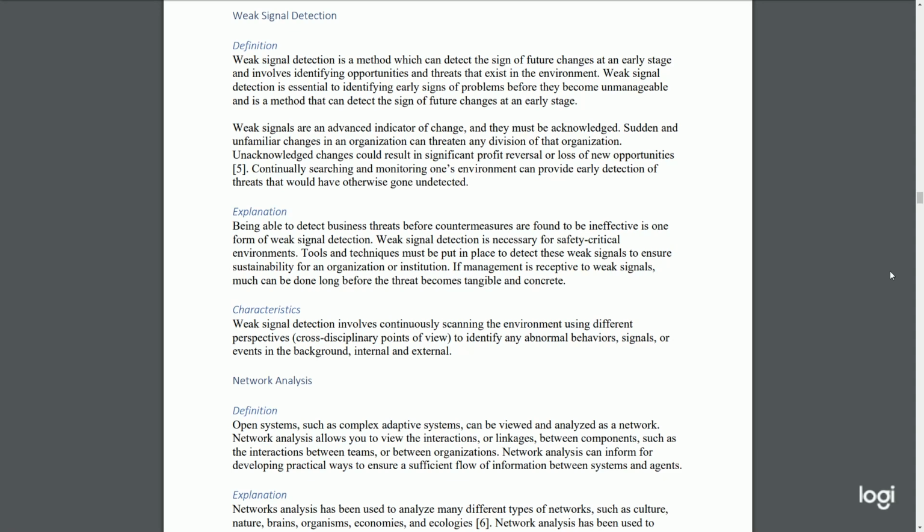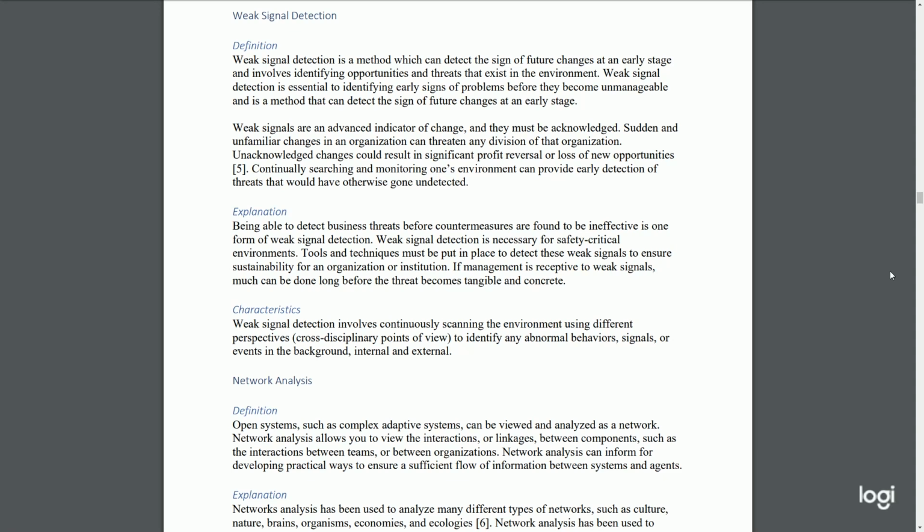Characteristics. Weak signal detection involves continuously scanning the environment using different perspectives, cross-disciplinary points of view, to identify any abnormal behaviors, signals, events in the background, internal and external. Network analysis. Definition. Open systems, such as complex adaptive systems, can be viewed and analyzed as a network. Network analysis allows you to view the interactions or linkages between components, such as the interactions between teams or between organizations.